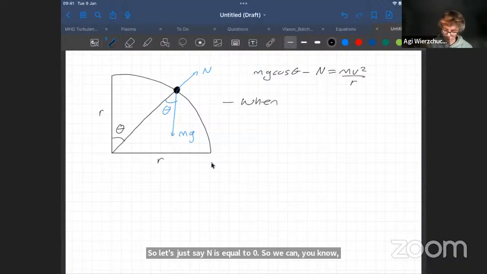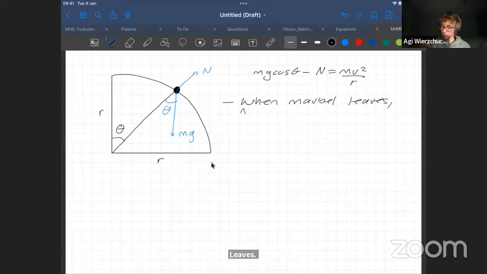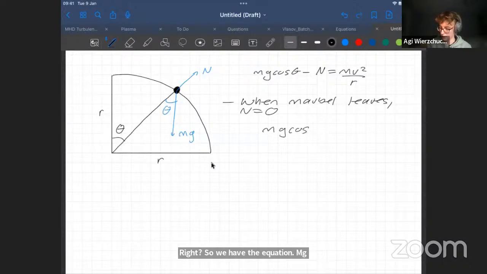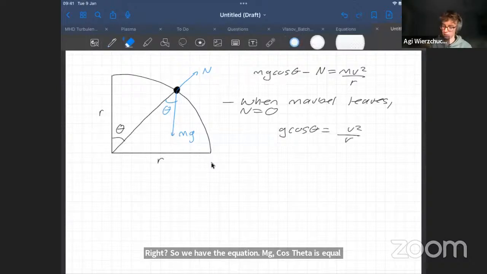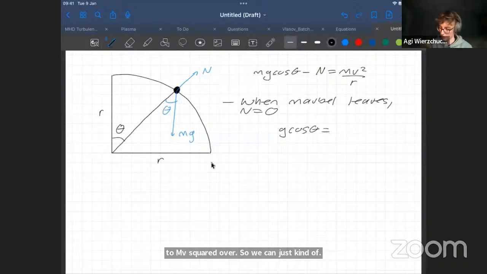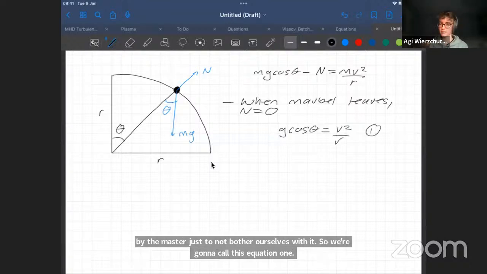So when the marble leaves, N is equal to 0, right? So we have the equation mg cos theta is equal to mv squared over r. We can divide by the mass straight away, to not bother ourselves with it. We're going to call this equation 1. And we want to find theta, so clearly we need another equation somewhere here.